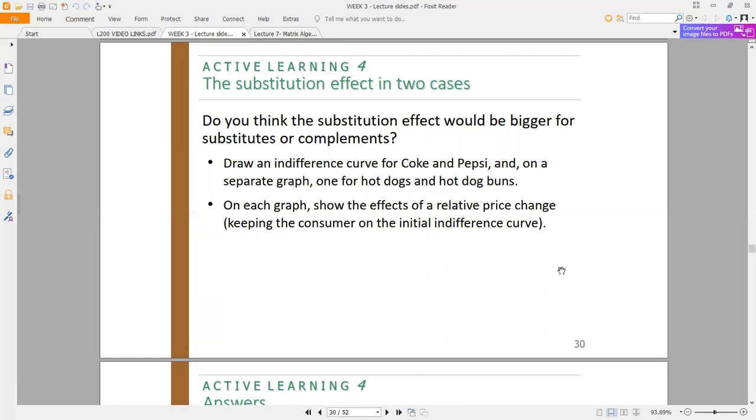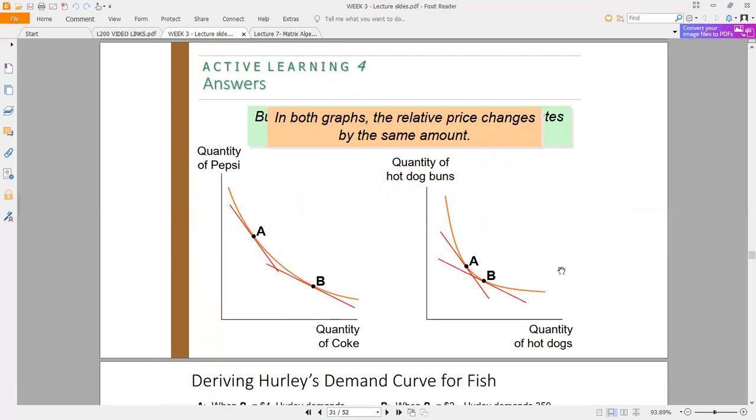Okay, then we have to show the effect of a relative price, keeping the consumer on the same indifference curve. So let's see how those two happen. This is for Pepsi and Coke. These two goods are substitutes. So assuming there is a fall in the price of Coke, then a lot of people will stop buying Pepsi and then go and buy Coke. So don't you think that the substitution effect there is going to be very wide?